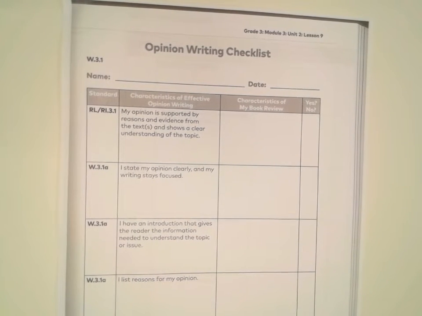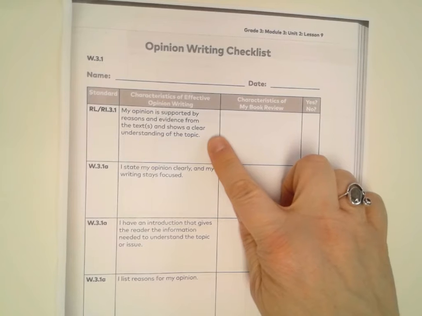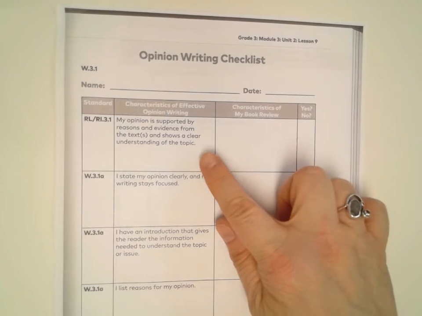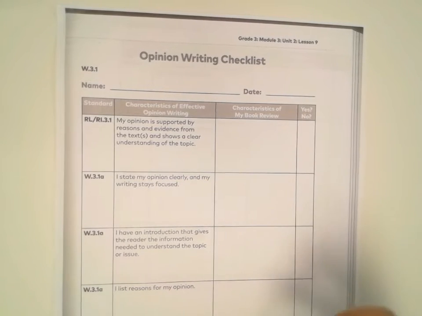The reason I'm giving you this now, even though you're not writing today, is I want you to think about how important the research you do this week will be to writing next week. The first thing it says: my opinion is supported by the reasons and evidence from the texts and shows a clear understanding of the topic. So you basically need to make sure that you have really good evidence for what you are going to be writing about, because you're going to be trying to persuade somebody of something. So you have to have good evidence behind it.